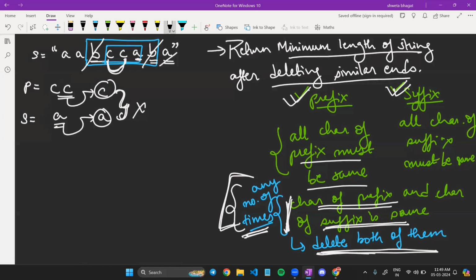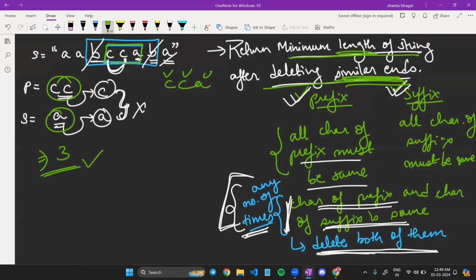Okay. And then what we are going to do, we are simply going to return the length of the string that we would be left with. And that would be the minimum length of string after deleting similar ends. Okay. Because we are not getting any more similar ends, right? We are not getting any more similar ends because this end is having CC, this end is having A. So these two ends are not similar, so we can't delete them, right? So we will be simply returning that particular length. So what is the length? We had CCA. So what is the length? 1, 2, 3. So the length is 3 and the answer would be 3 for this particular test case.